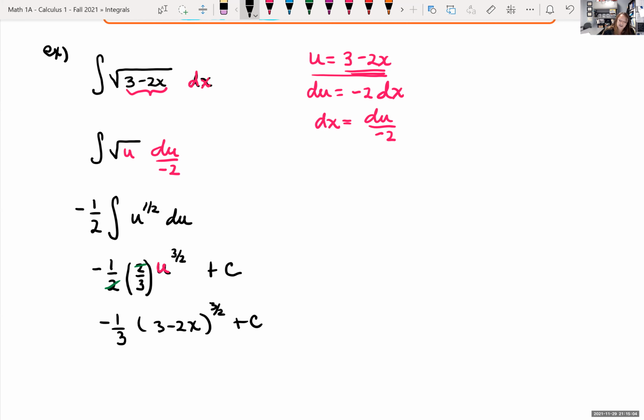Just because we had started with a radical, I would probably rewrite this as a radical. So negative 1/3, this is the same thing as the square root of 3 minus 2x quantity cubed plus c.